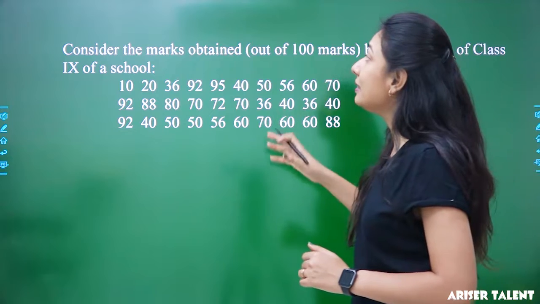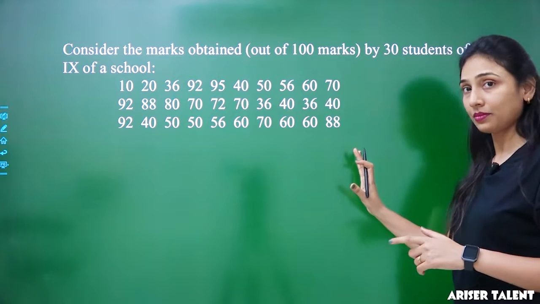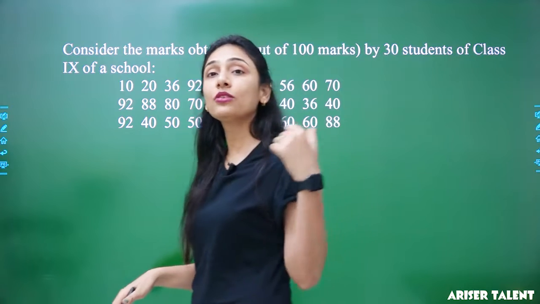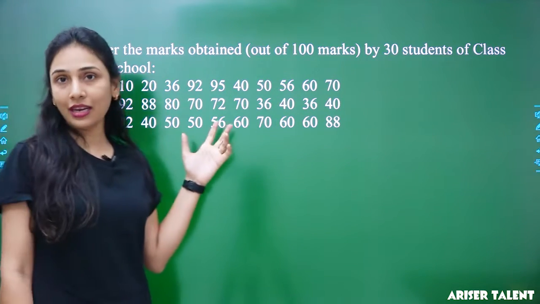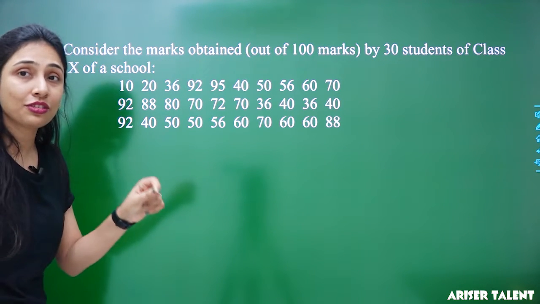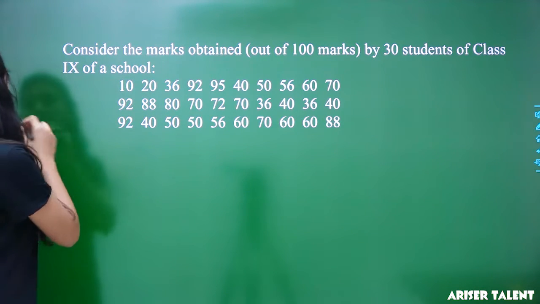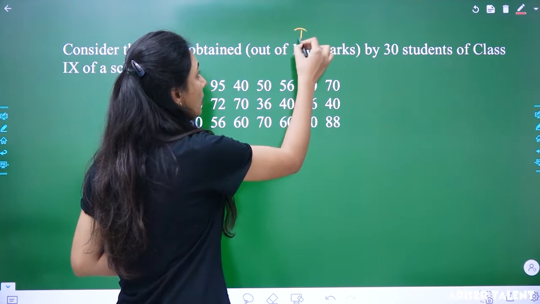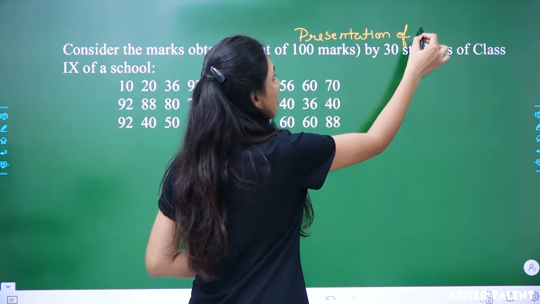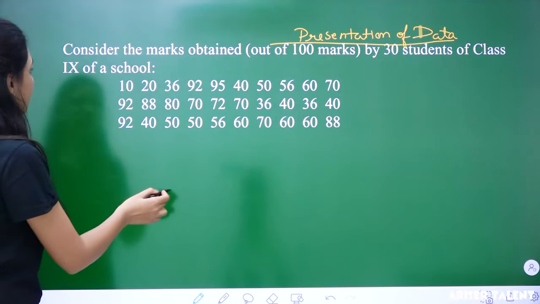Here's the example. Consider the marks obtained out of 100, the marks you're looking at here, by 30 students of class 9th of a school. These are the marks of class 9th. Now you decide your target from this. But for the understanding of the question, how you're going to present the data, here it is. So you are going to do the presentation of data. Right? Okay. Now how are you going to present it?